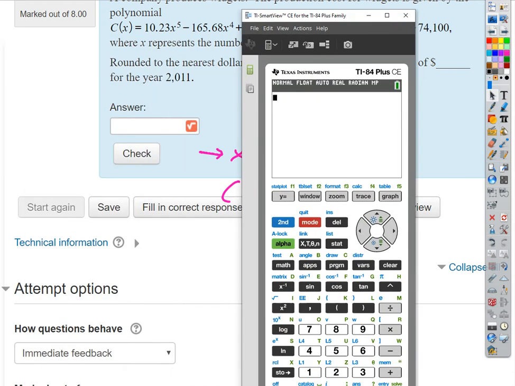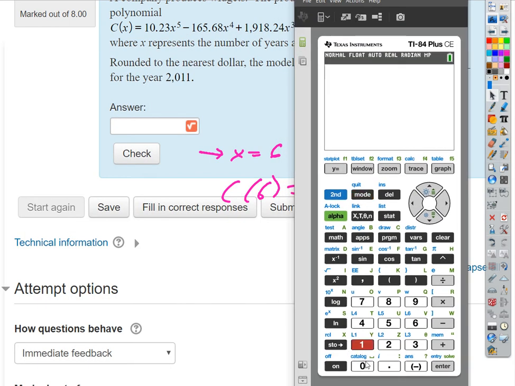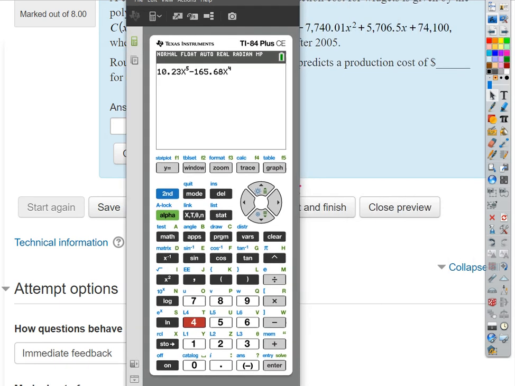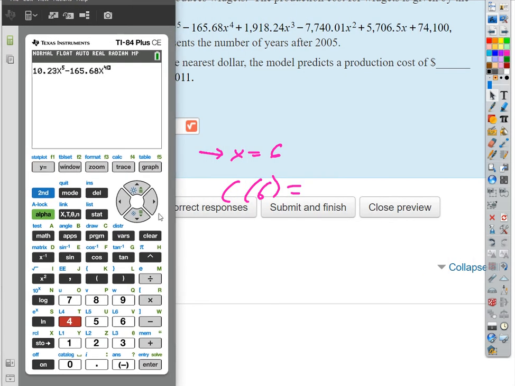So we get 10.23 x, and then there's the symbol for an exponent. Everybody see that? That's how you get an exponent. x to the 5th. And then you have to hit the right arrow to get out of the exponent position. Minus 165.68 x to the 4th.